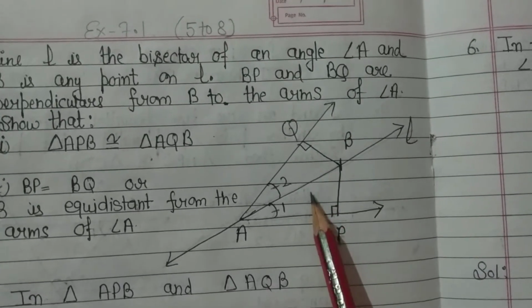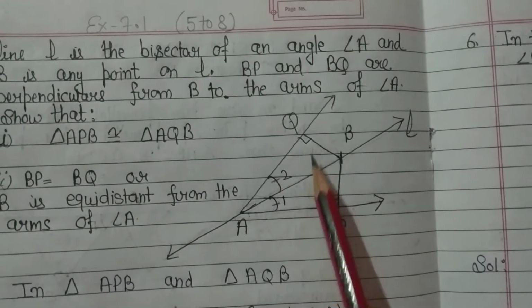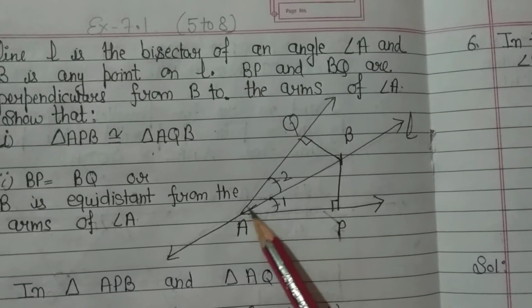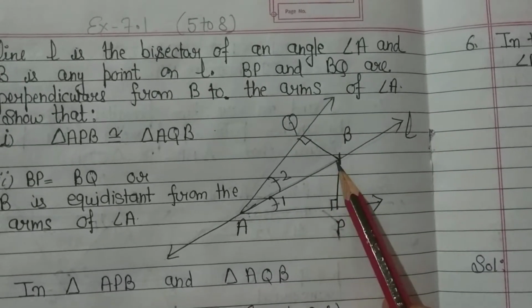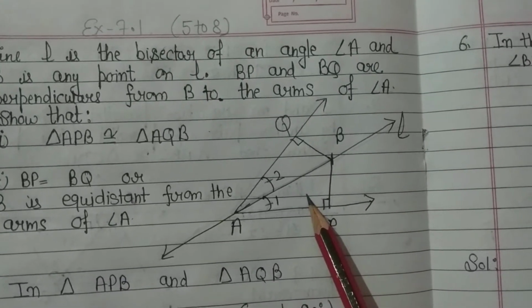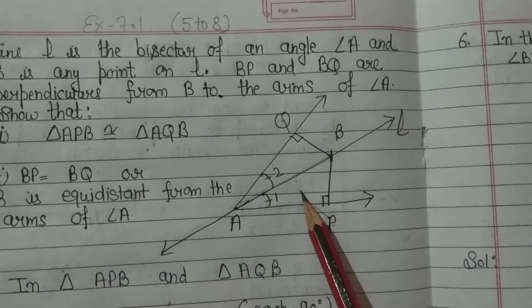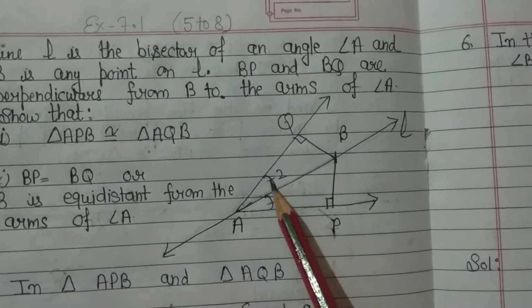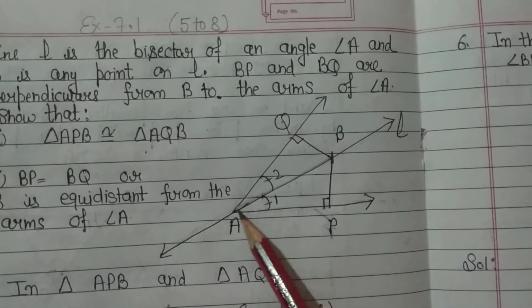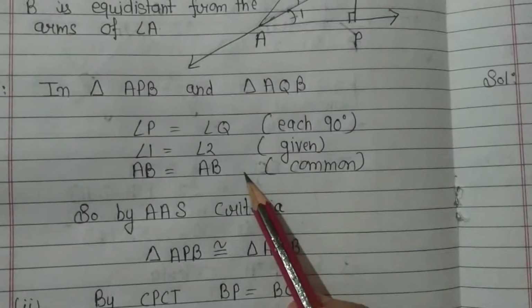Now from the figure it is clear these two angles are equal. These two angles are of 90 degrees and AB is common in both triangles. So to prove the two triangles congruent, we need three things. Here we have two angles and one side, and this is the criteria angle side. So I have done it here.